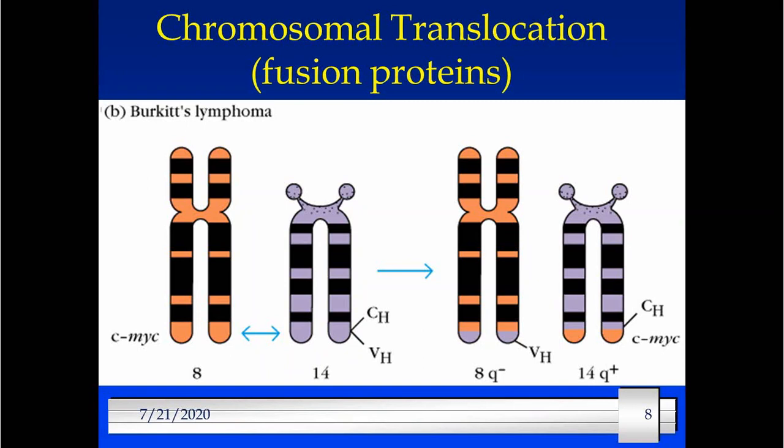So this type of translocation is specific for Burkitt lymphoma, and the previous one, the translocation between 9 and 22, which is the Philadelphia chromosome, is specific for CML.